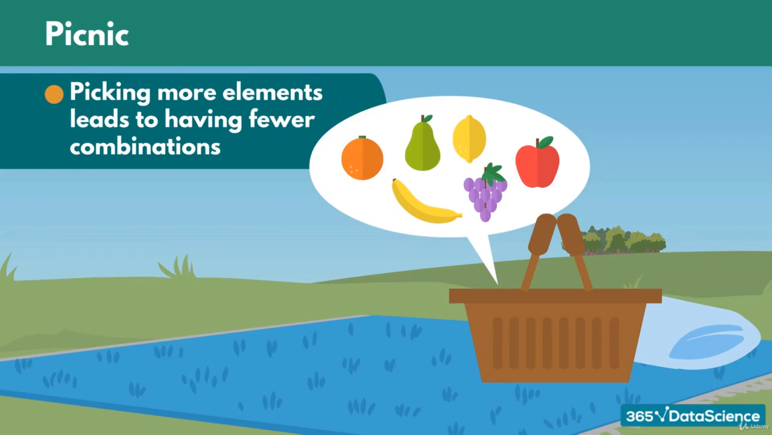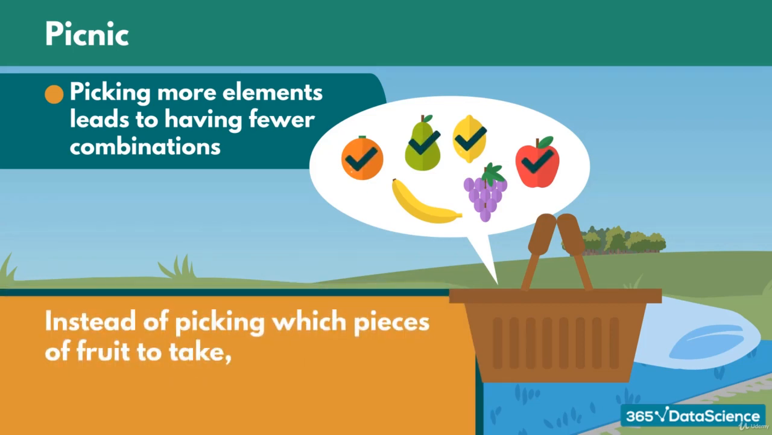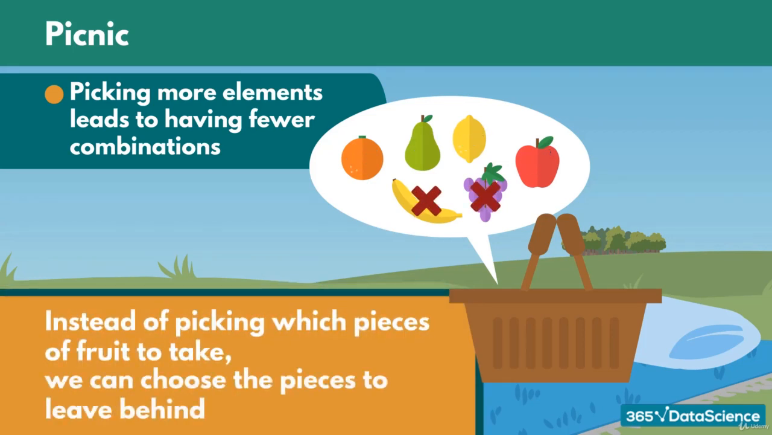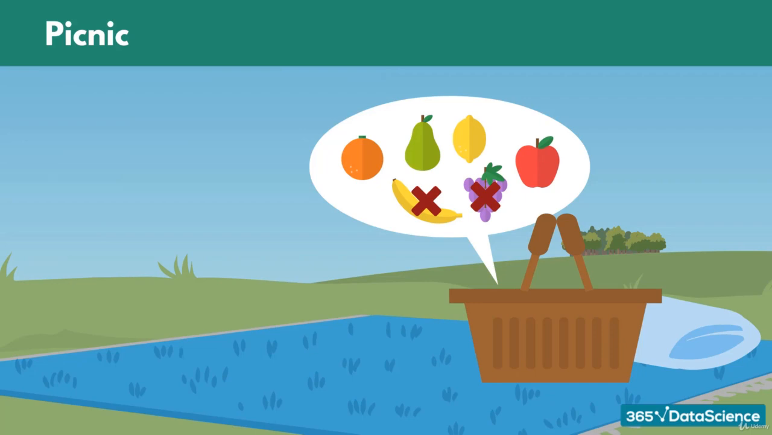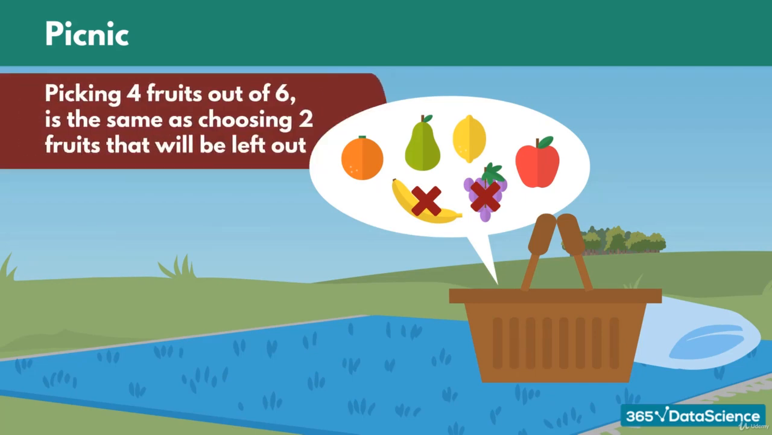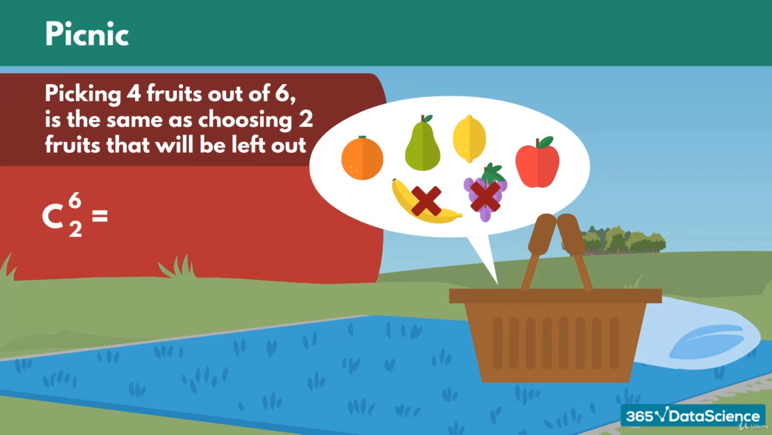This is because we can construct the question in a different way. Instead of picking which pieces of fruit to take, we can choose the pieces to leave behind. Therefore, picking 4 fruits out of 6 is the same as choosing 2 fruits that will be left out. Mathematically, selecting 2 elements out of 6 equals 6 factorial over 2 factorial times 4 factorial, or 15.